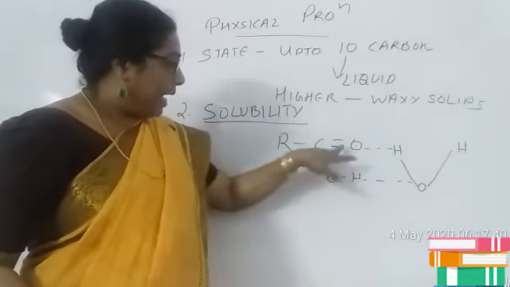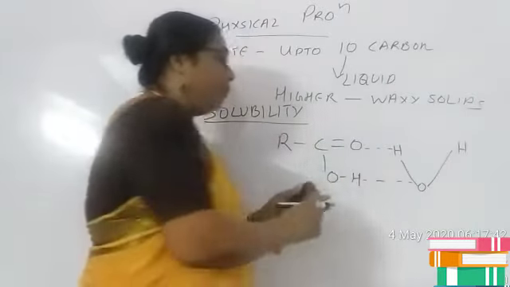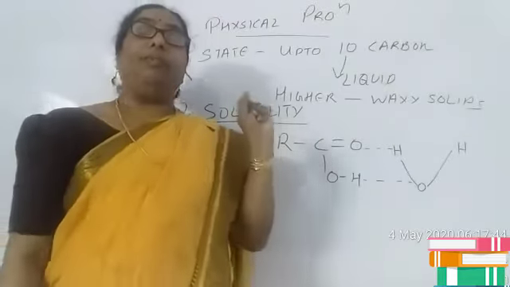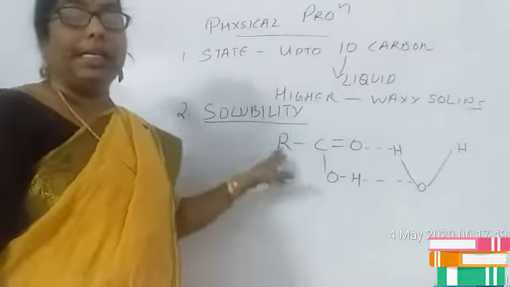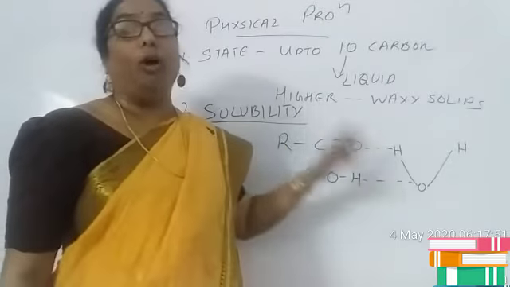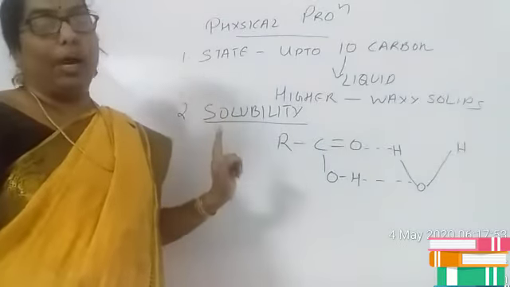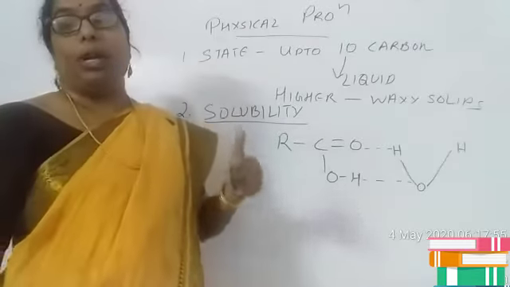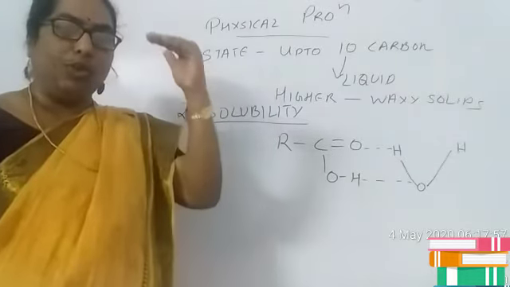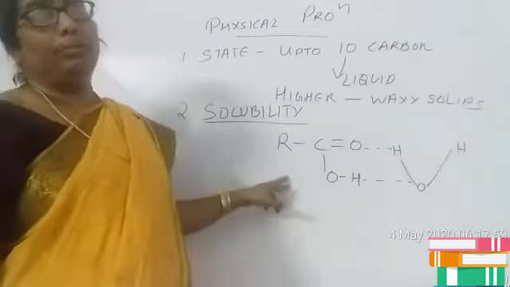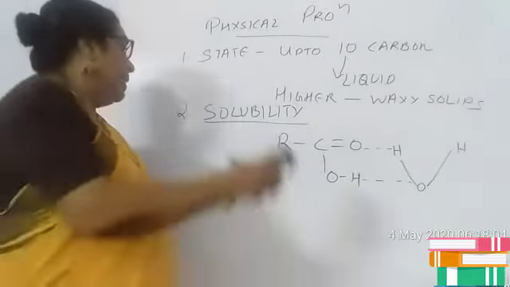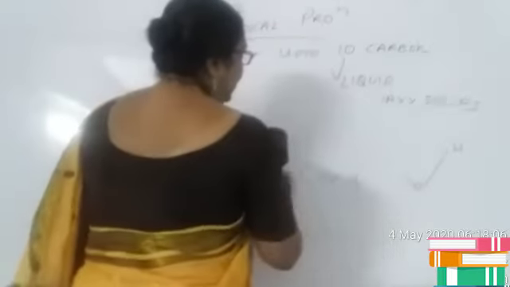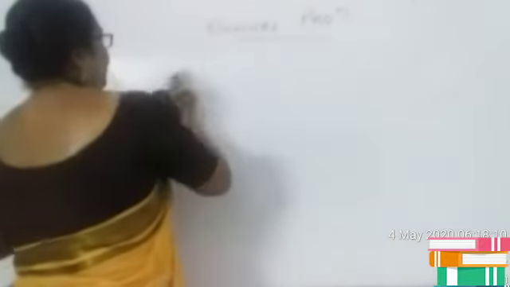Just see, hydrogen bond is formed with carboxylic acid, and that is why carboxylic acids are highly soluble in water. It is due to their ability to form hydrogen bond with water. But children, as molecular mass increases, that means as you move down in the series, the solubility decreases due to increase in molecular mass. Now the third point, we can discuss about boiling point as well as melting point.